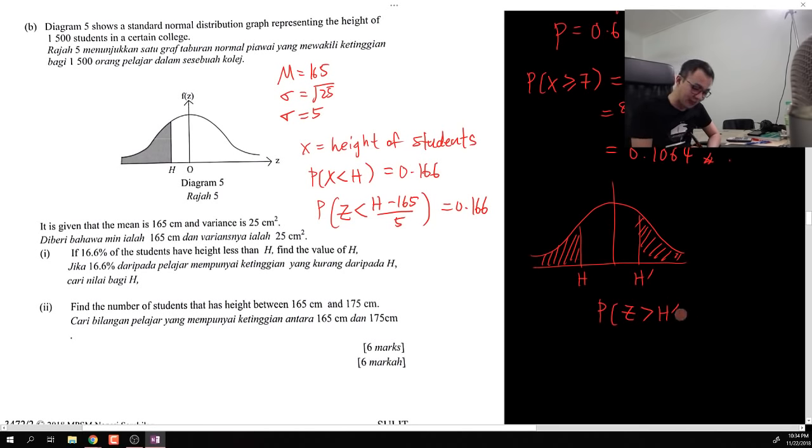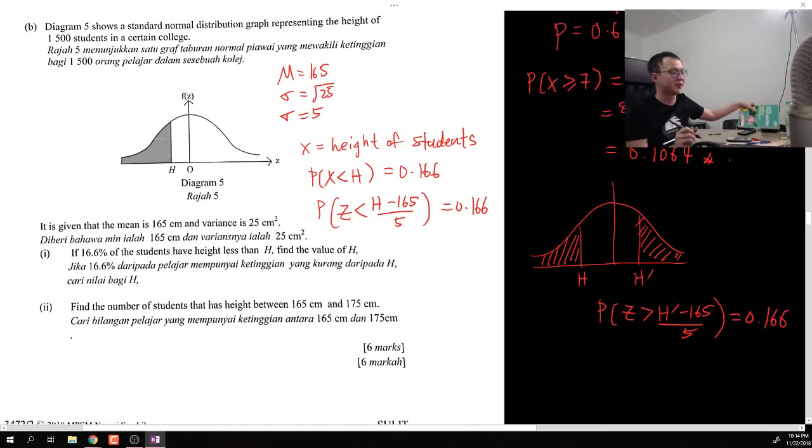Okay, so minus 165 over 5 equals 0.166. Why do I want to do that? Because if I do it like this, then I can find my z value table. The z value table needs this side to be bigger and positive. Alright, then I will find 0.166 from my table here.